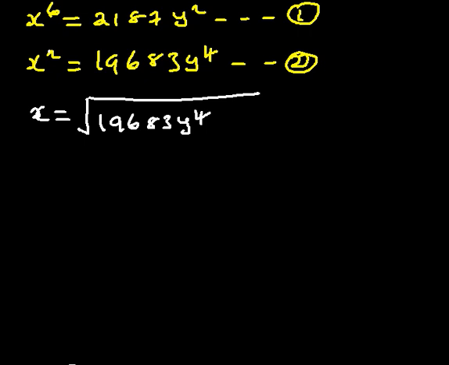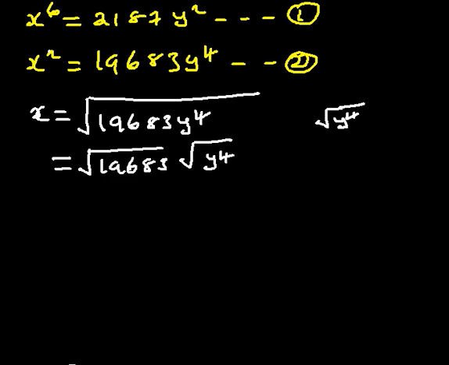Keep in mind that this is the same as the square root of 19683 times the square root of y to the power 4. The square root of 19683 is about 140.3, times y to the power 2. That is the value of x, that is how x can be expressed.